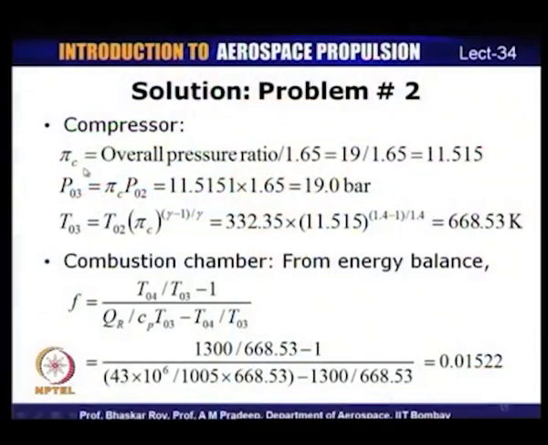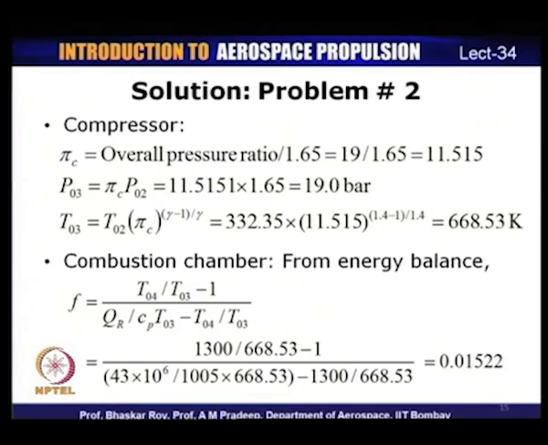So, for the compressor we have the pressure ratio, which is equal to overall pressure ratio divided by 1.65. So, this comes out to be 11.515. P 03 is compressor exit stagnation pressure. This is equal to pi c, which is compressor pressure ratio, into P 02, which comes out to be 19 bar because we are looking at static thrust. Therefore, P02 is actually equal to 1.65.